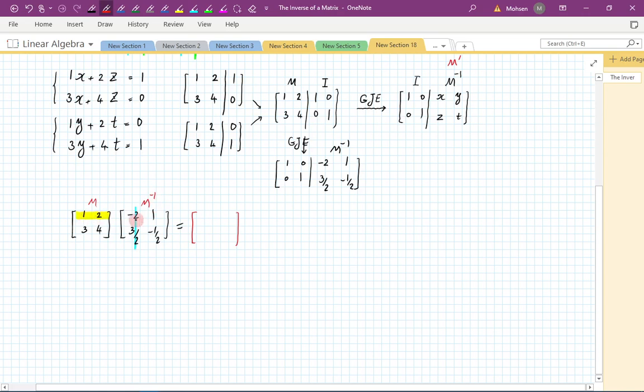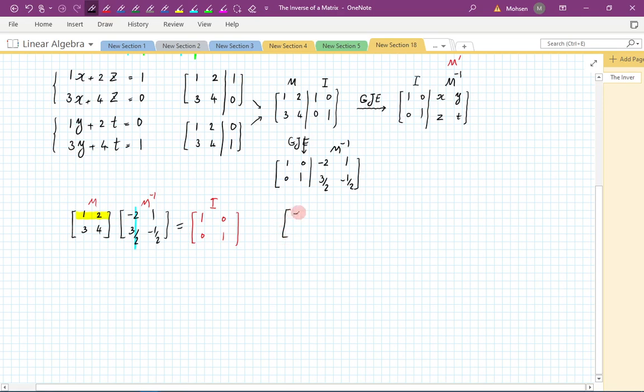So 1 times minus 2, that's minus 2. 2 times 3/2 is 3. Add them together and you get 1. 1 times 1, 2 times minus a half, 1 minus 1 is 0. 3 times minus 2 becomes minus 6 plus 6, I get 0. 3 minus 2, that gives me 1. That is my identity.